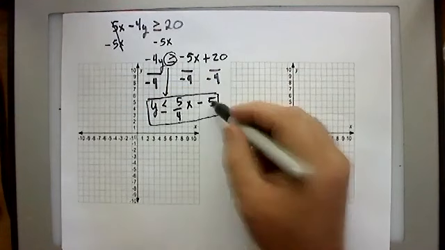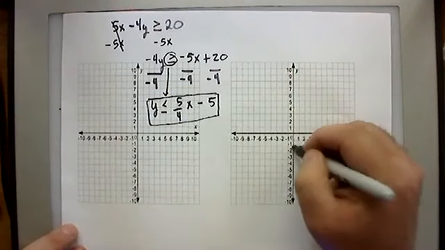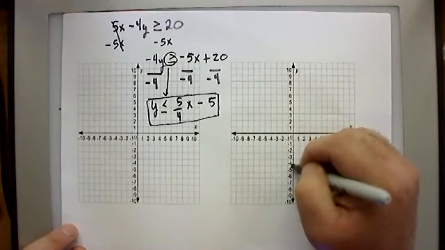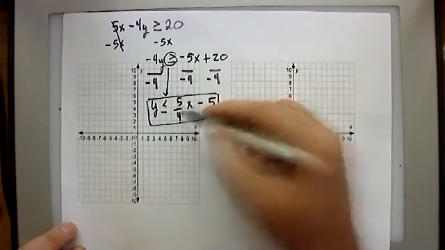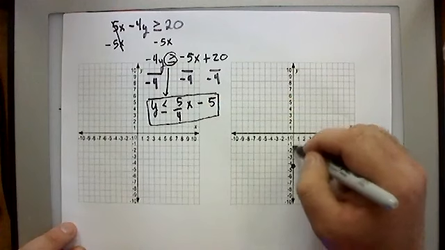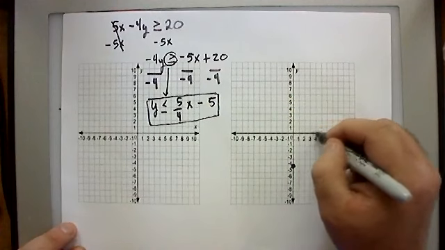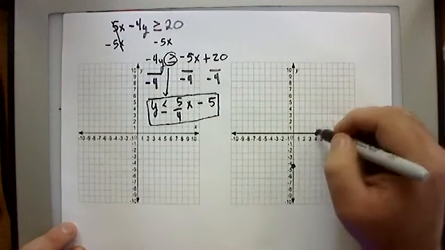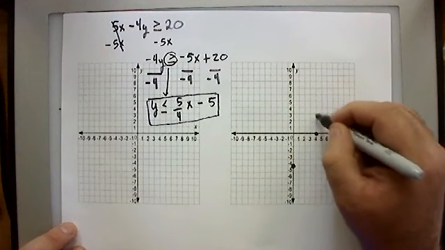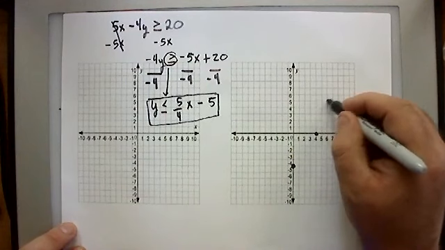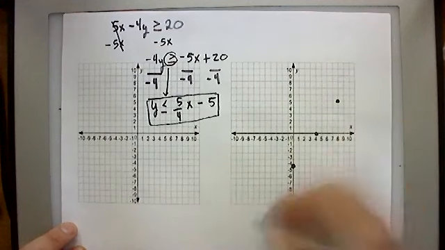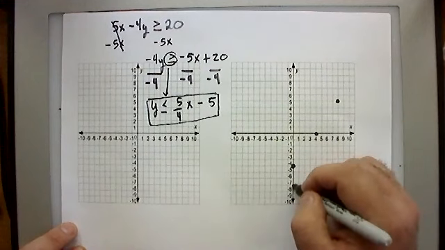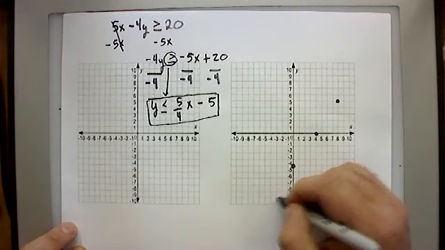So we got a y-intercept of negative 5, negative 1, 2, 3, 4, 5. We have a slope of 5 over 4. So that's up 1, 2, 3, 4, 5, over 1, 2, 3, 4. Again, you can do it as many times as you need to if you're doing it by hand. And if we want to go the other direction, down 1, 2, 3, 4, 5, left 1, 2, 3, 4.